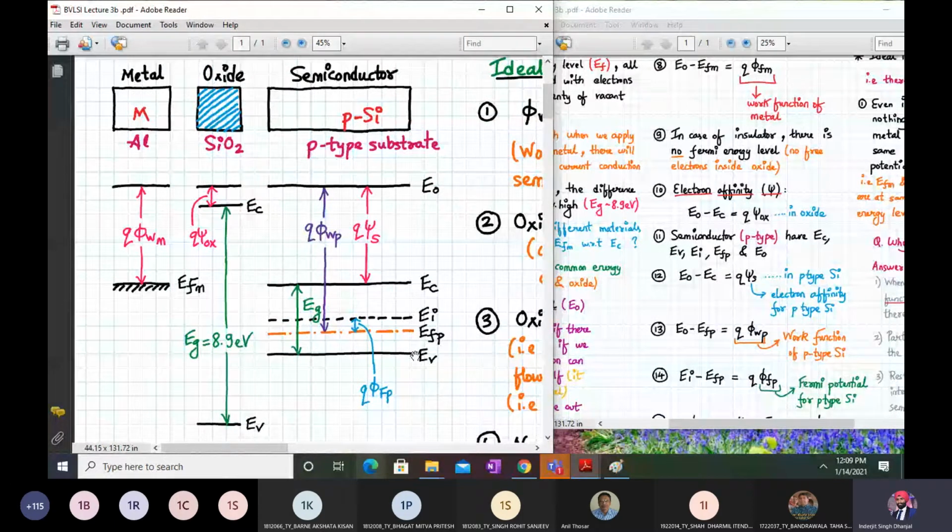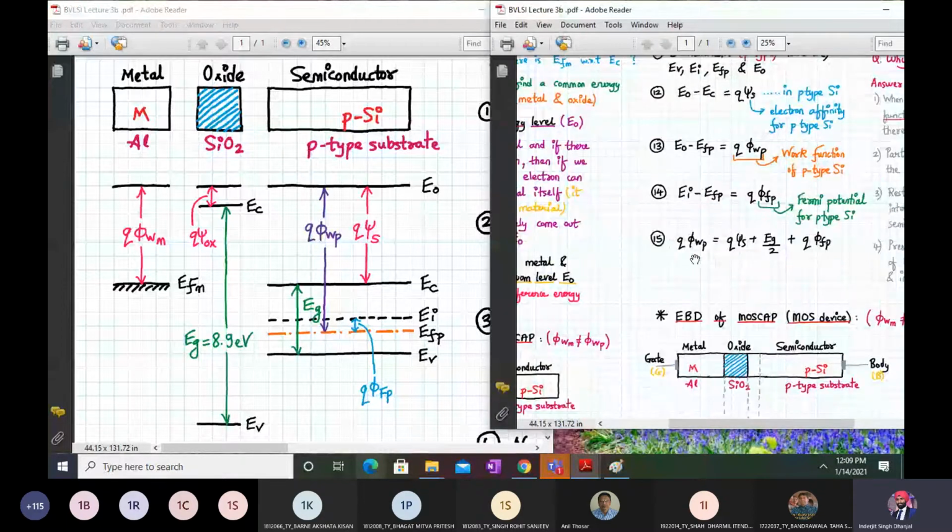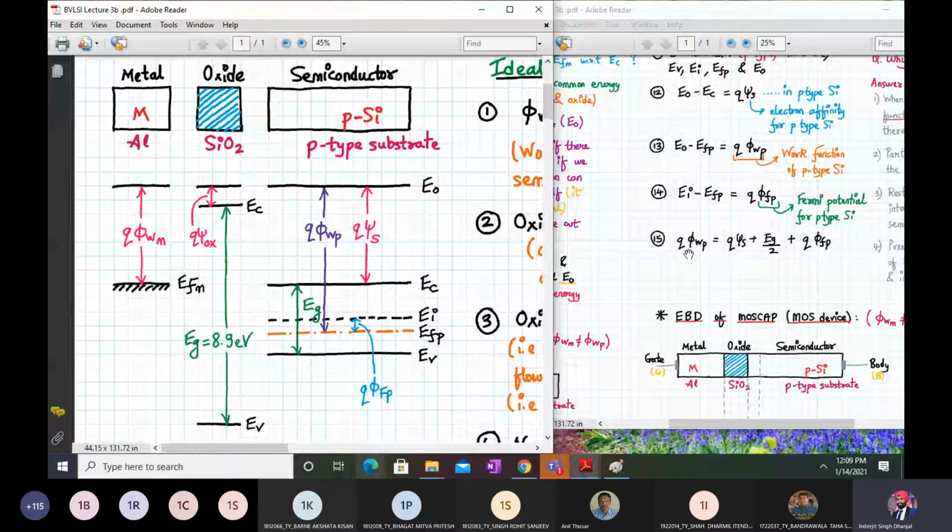Here the Fermi level EFP is closer to the valence band, since it is a p-type silicon. We have EC minus EV, which is EG only, the band gap energy. And EI minus EFP is Q into phi FP, the Fermi potential for p-type silicon. Now, can anyone tell me the total formula for Q into phi WP? Can we say that it is Q into psi S plus EG by 2 plus Q into phi FP? That's what we have written over here, and that's the formula we used last time.